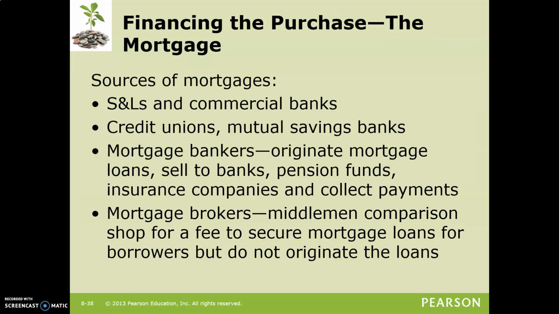Sources of mortgage: you can have from savings and lending institutions or commercial banks, credit unions or mutual savings banks, mortgage banker, mortgage bank, originated mortgage loan, sales to bank, pension funds, insurance company and collect payment, or mortgage broker. These are the middleman who comparison shop for the fee to secure mortgage loans for borrowers but do not originate the loans. But in Malaysia, we can either go to the bank.